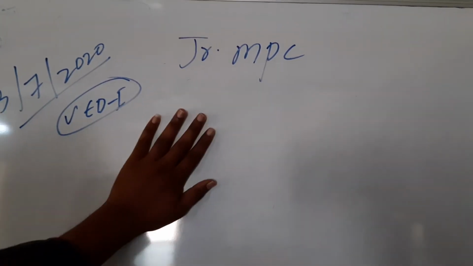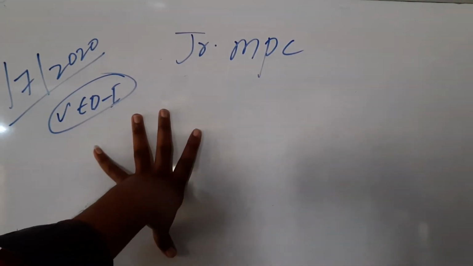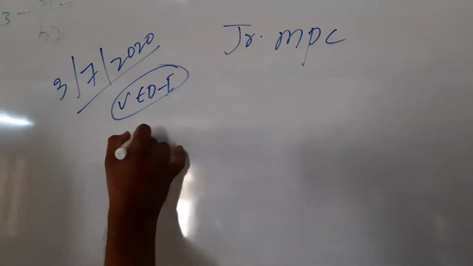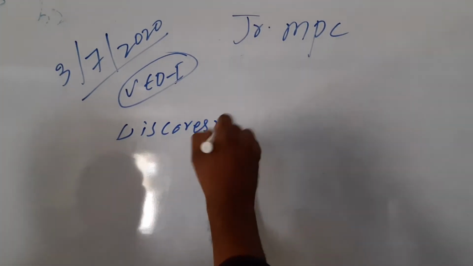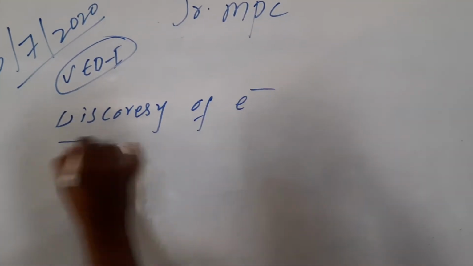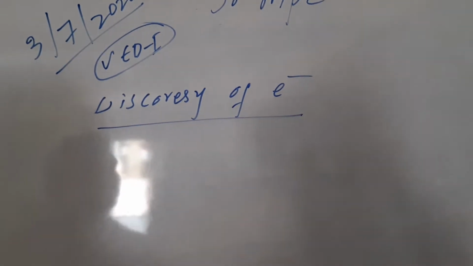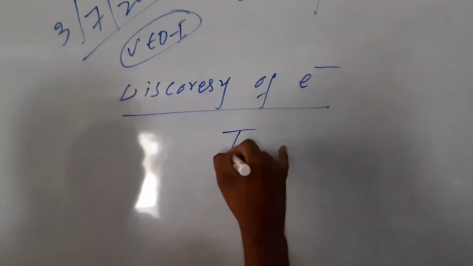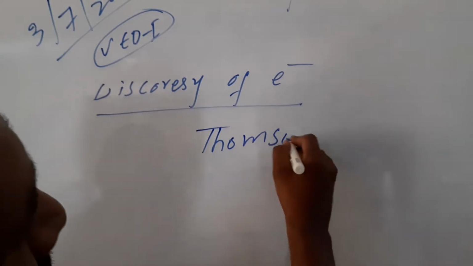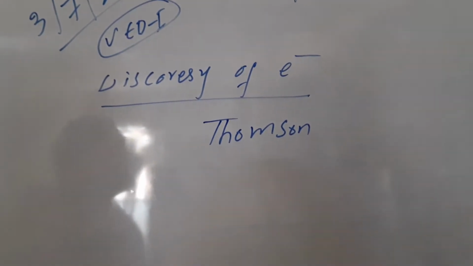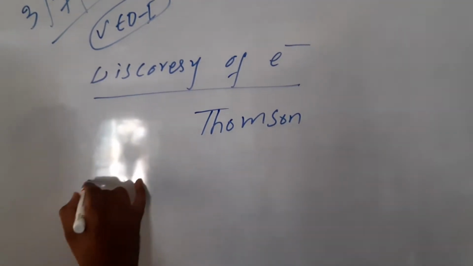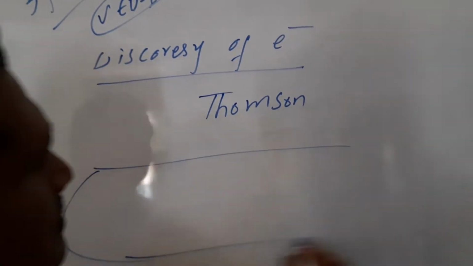So we are again going to revise this weekend's portion. The discovery of the electron. The electron was discovered by J. Thomson in a discharge ray cathode tube.